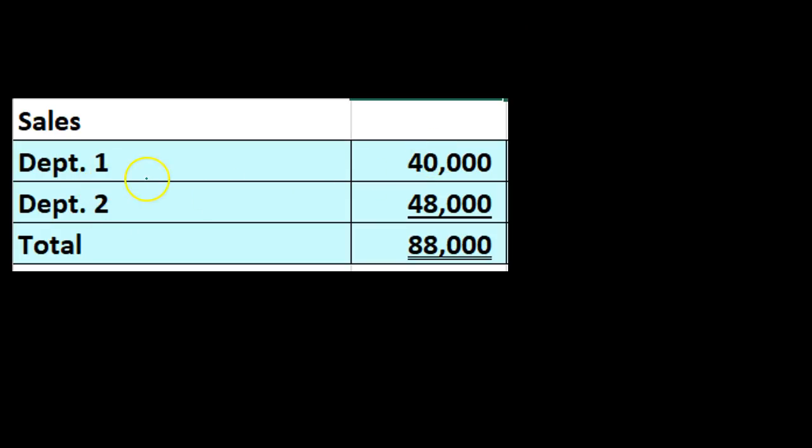So what we're going to do is say, okay, here's the sales for Department 1 and Department 2, 40,000 and 48,000 for a total of 88,000. Same kind of ratio analysis.